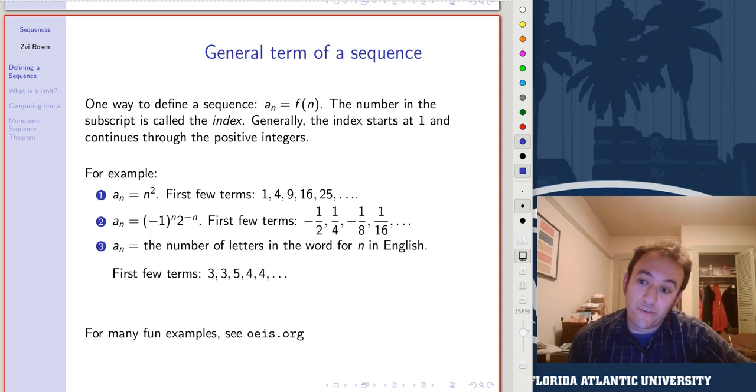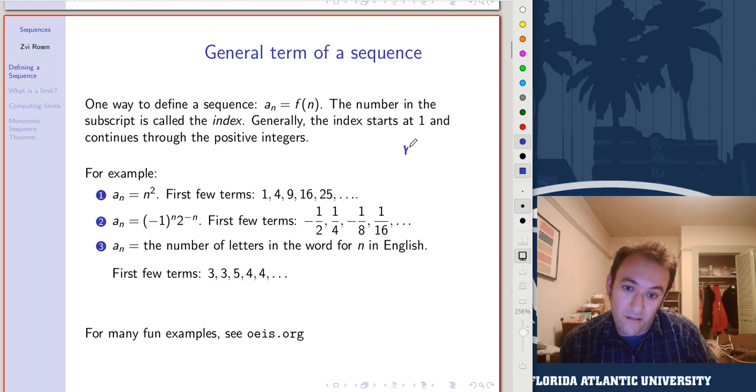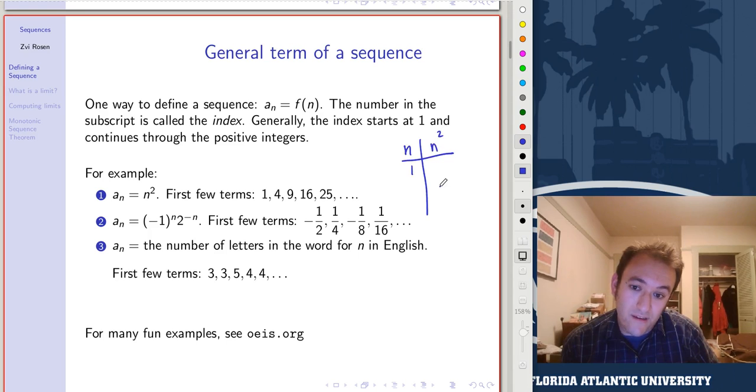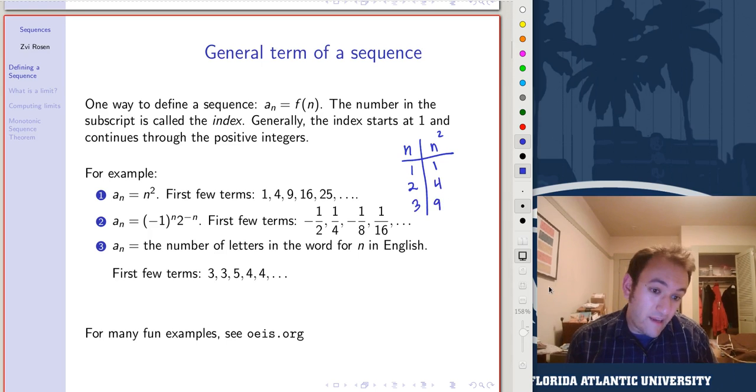For example, we could define a_n equals n squared. This is a formula for the terms of the sequence given the index. So the first few terms are 1, because you plug in n equals 1, and n squared is given by 1. When you plug in n equals 2, n squared is given by 4. When you plug in n equals 3, n squared is given by 9, etc.